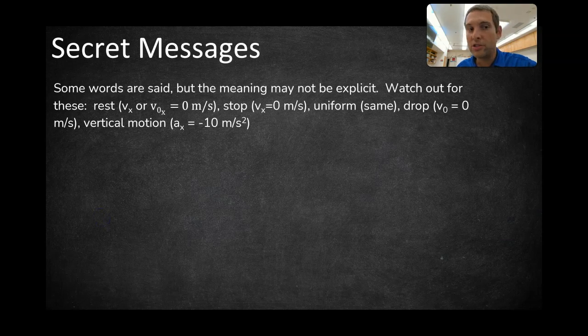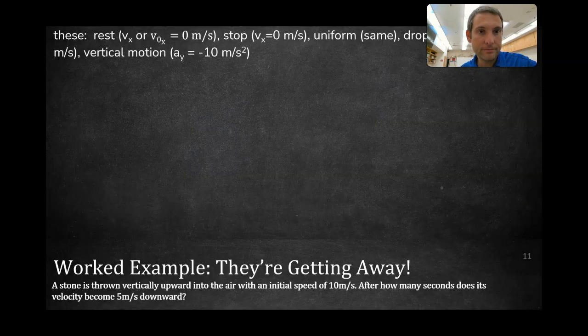There are some secret messages you need to be aware of. Some words are said, but the meaning may not be explicit, so watch out for these. Whenever you see the word rest, that could mean your final or initial velocity equals 0 meters per second. If you see stop, that means your final velocity is 0 meters per second. If you see the word uniform, that means the same. Whenever you drop something, that means your initial velocity equals 0 meters per second. And whenever there's any kind of vertical motion, you have to know the acceleration in the y direction will be negative 10 meters per second squared, or g.